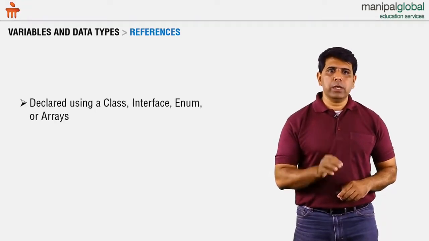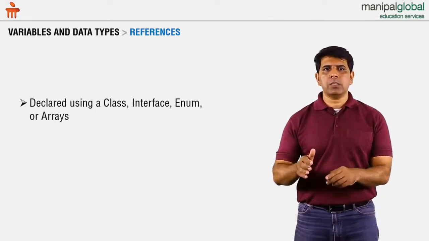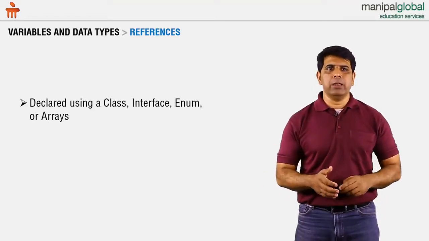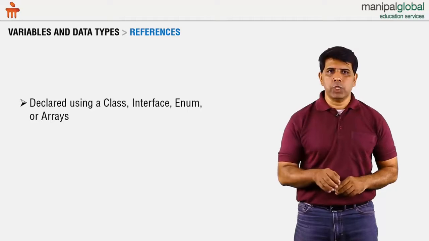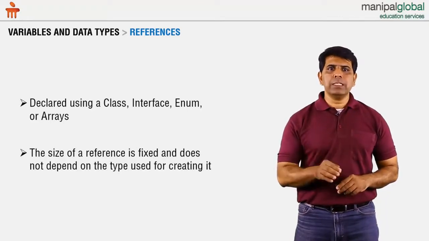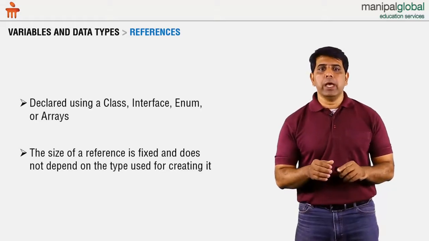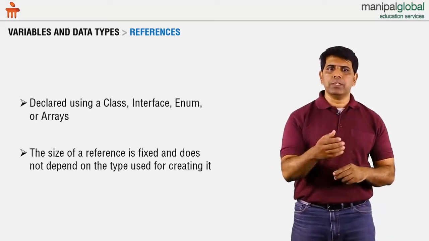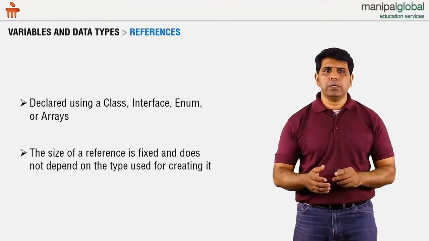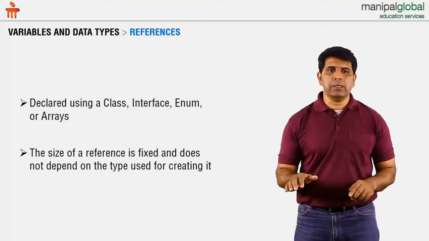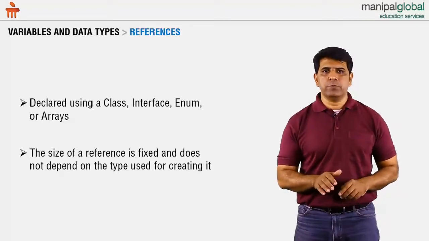Now, declared using a class or an interface or something called enum, or they can be arrays. Now this is in Java. So the size of a reference is fixed, and that means if you are creating a reference that refers to a person object, an employee object, an animal object, an account object, it doesn't matter. The reference size is always frozen.